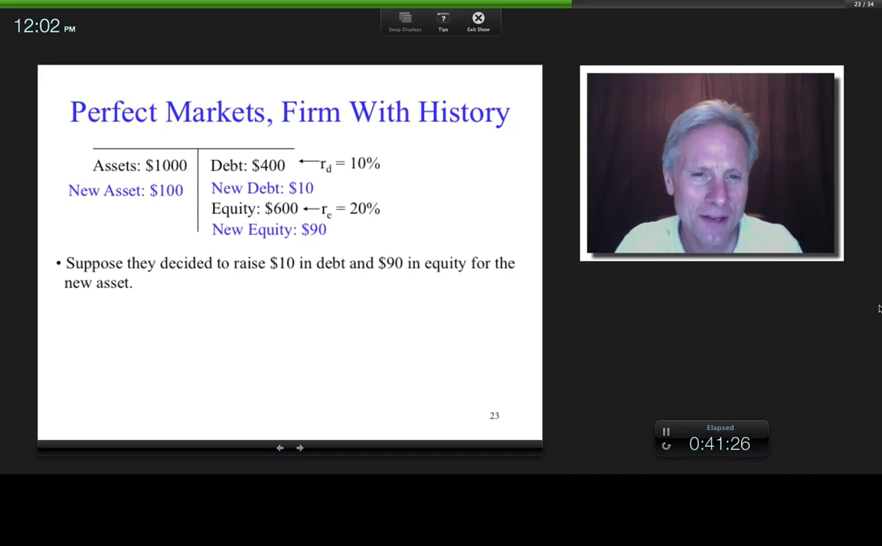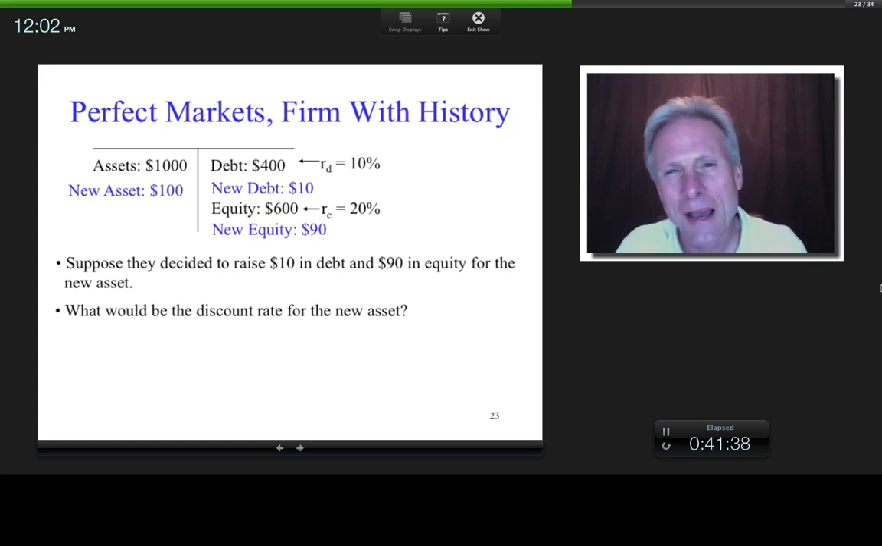So let's say they decide, you know what, instead of 60-40, let's make it 10 and 90. Now what would be the discount rate for the new asset? Well, does the 10 and the 90 matter relative to the 40 and the 60? It doesn't, right? As we saw earlier, the discount rate that applies to the asset investment decision, does it depend upon the source of funds or the use to which funds are put? Depends on the use to which funds are put, right?